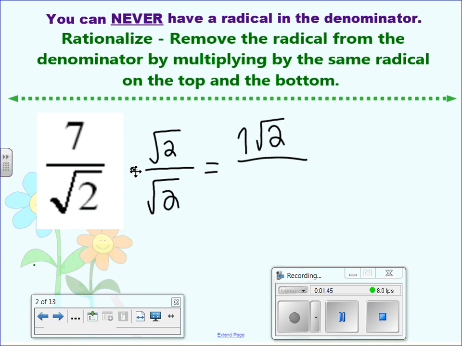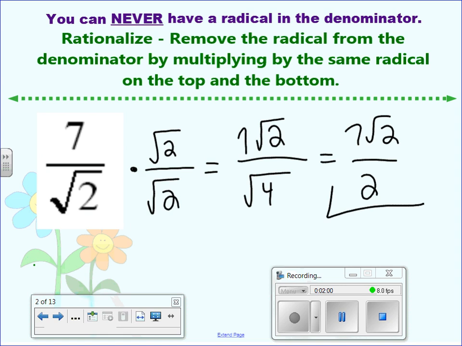Radical 2 times radical 2, they're both in jail, so you can make that a radical 4. And what you've basically done here is you created a perfect square for yourself in that denominator. And the square root of 4 just equals 2, and voila, we don't have a radical in our denominator anymore. So we just did what was called rationalize. Okay, so that's your final answer. Easy enough?